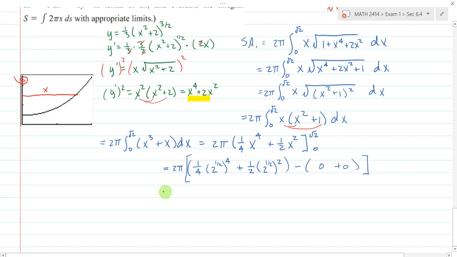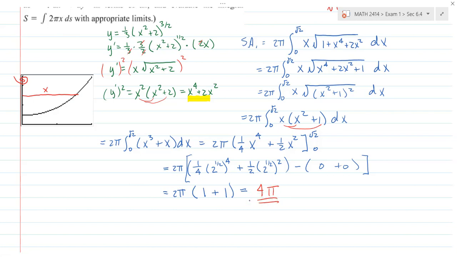So we're ready to clean this up. That's going to give us 2 pi times 2 to the 1/2 raised to the 4th. When you raise a power to a power, you multiply the exponent. So that's 2 squared. 2 squared is 4, and 4 times 1/4 is 1. 2 to the 1/2 squared is just 2, and 2 times a half is 1. So this is 2 pi times 1 plus 1, which is 2. 2 times 2 pi is 4 pi. That wraps up section 6.4.